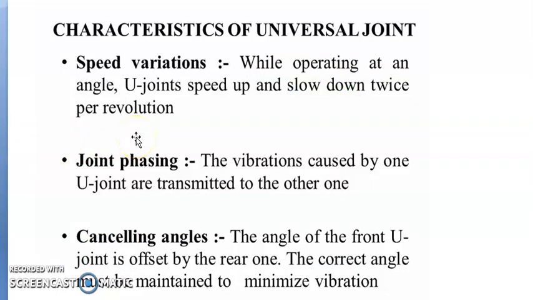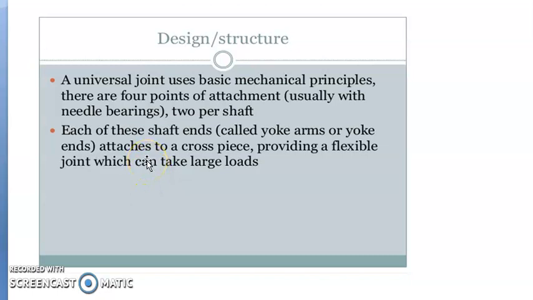The various characteristics of the universal joint which make it extremely useful include speed variations. Even while operating at an angle, it can be used. The U-joint speeds up and down twice per revolution. The universal joint uses basic mechanical principles. There are 4 points of attachment, usually with needle bearings, 2 per shaft, which we have already discussed. Each of the shaft ends, called yoke arms or yokes, attaches to a cross pin, providing a flexible joint while taking large loads.